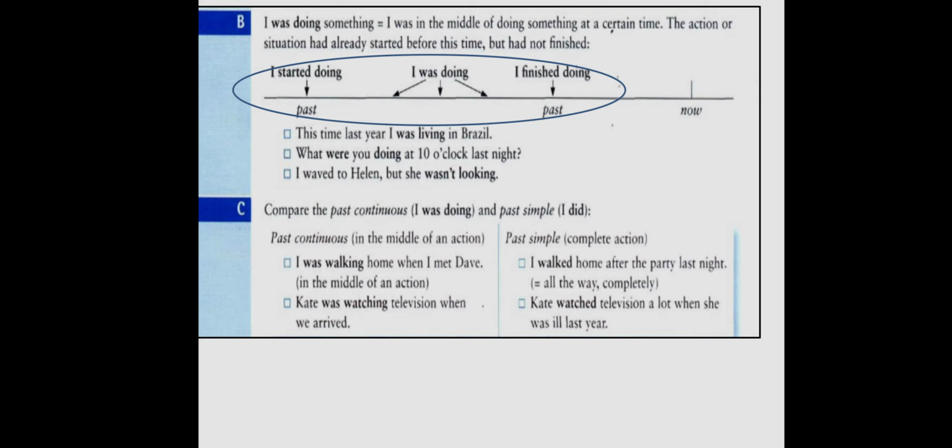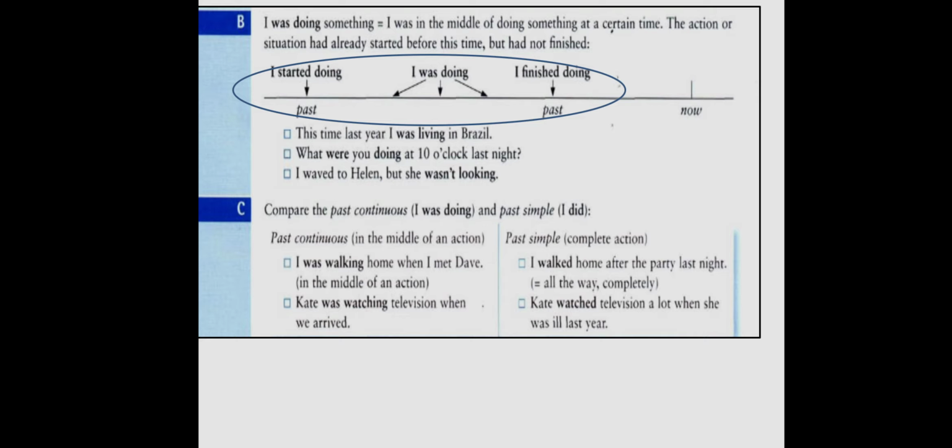So I say I was living in Brazil at a certain point. Here, last year indicates past, and this time indicates this moment of time. At this moment. So we have a point of time, and last year indicates past, and a point of time means the verb was going on at that point of time last year. So we use past continuous.